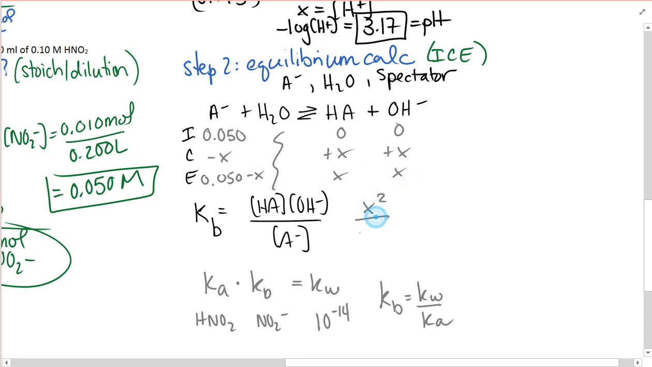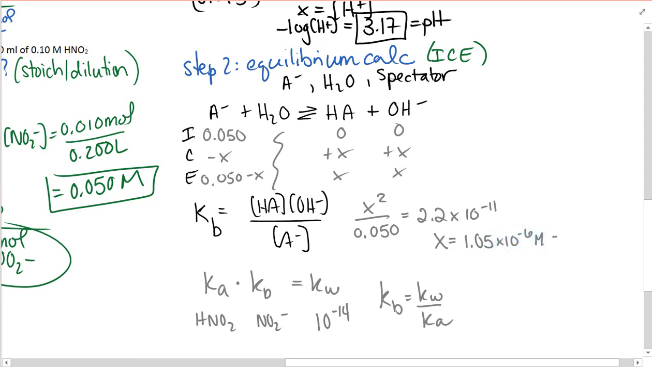So we plug this in. x squared divided by 0.05 equals Kb, which when I do this math right here, I should find that my Kb is 2.2 times 10 to the negative 11th. Notice my K is sufficiently small that I can assume 0.05 minus x is just 0.05. When I go through and solve for x, it's going to give me 1 times 10 to the negative 6 molarity.